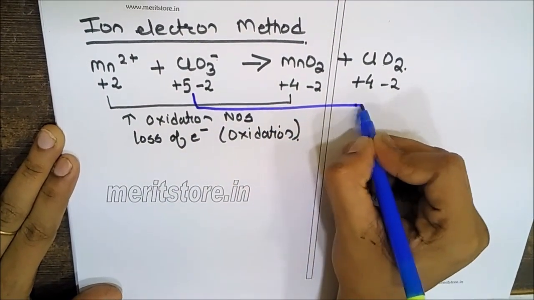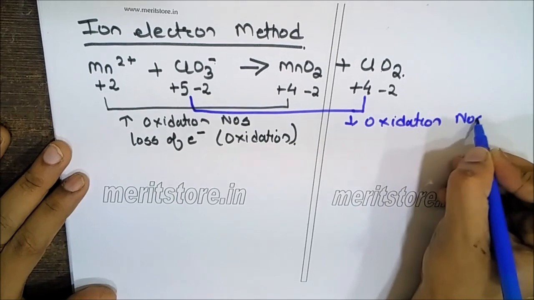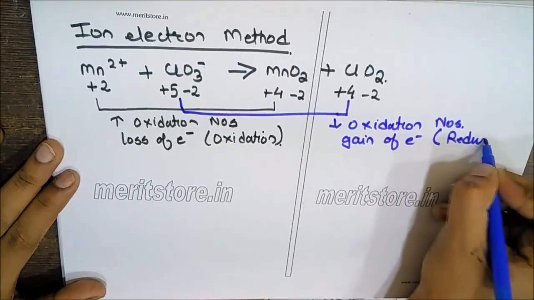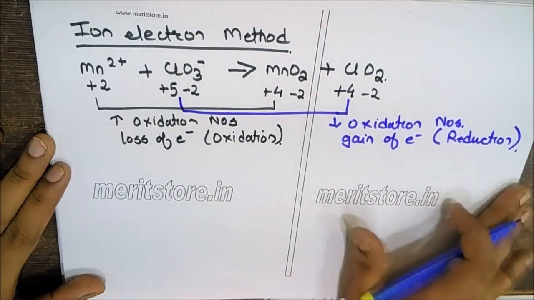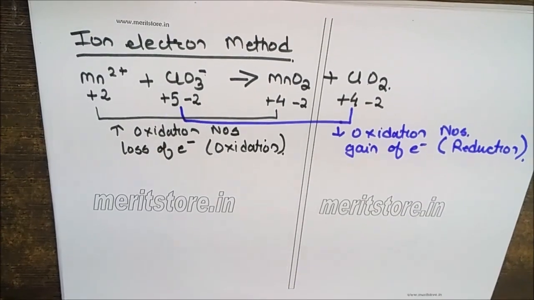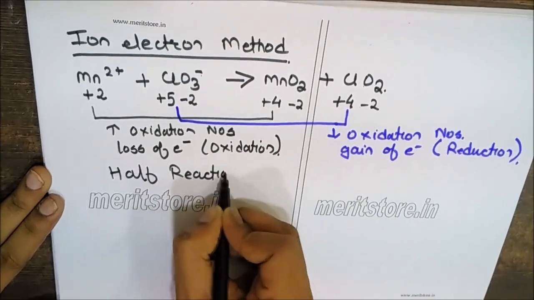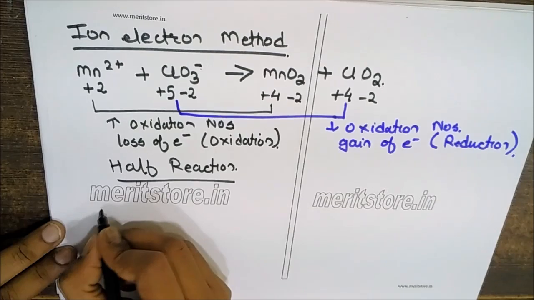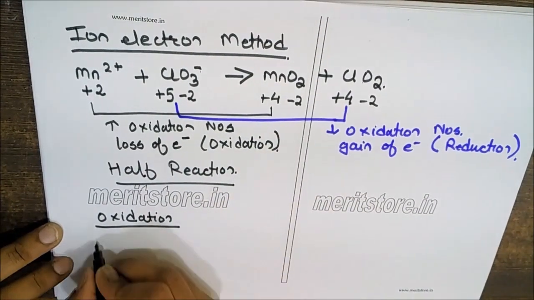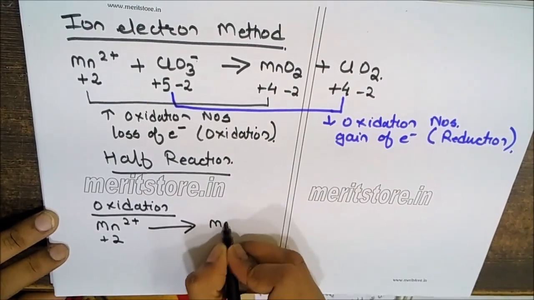All right. Now look at Cl. Cl has undergone a decrease in oxidation number, which means there is gain of electrons, which means there is reduction. So I have identified which is the oxidation reaction and which is the reduction reaction. So the next step says that now I have to separate these two half reactions. So I am writing the two half reactions. Alright, so the first half reaction is of oxidation. Okay, so it is Mn2 plus, the oxidation number is plus 2, changing into MnO2.